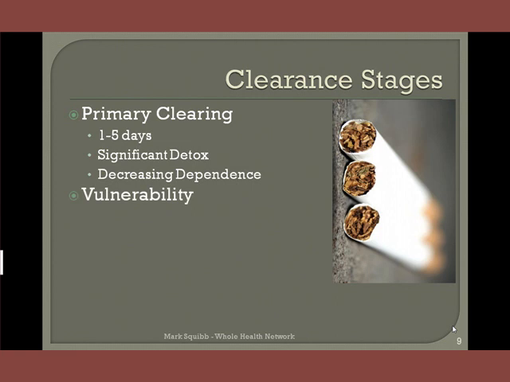The second phase of the addiction is what we call vulnerability. And the issue about vulnerability is, once you've been through the primary clearing, your body still knows how to make the substances that created the addiction in the first place. So if you happen to go back to your substance, it is possible to become rapidly re-addicted because the body will turn around and remanufacture the components that you got rid of during the primary clearing very quickly because it knows how.